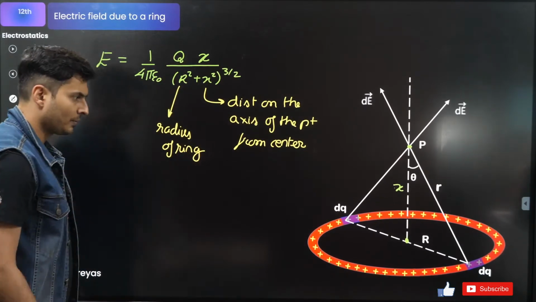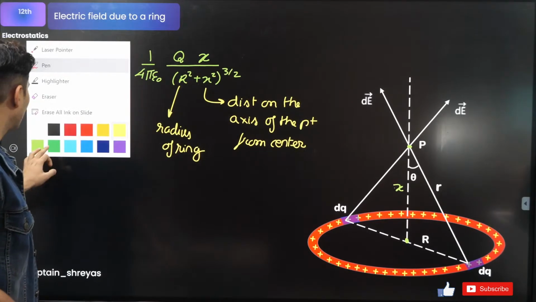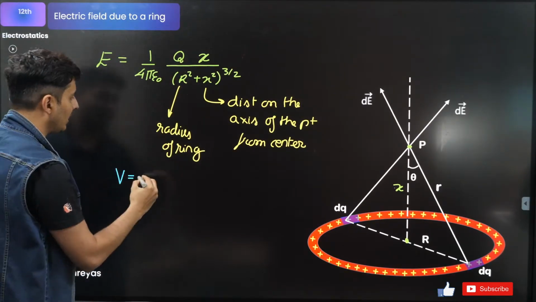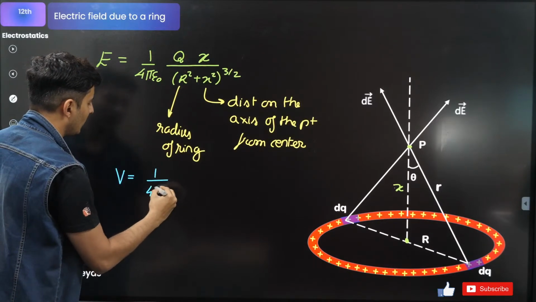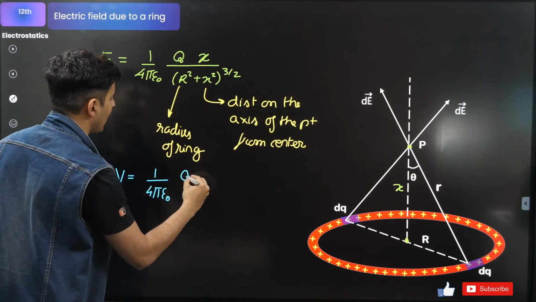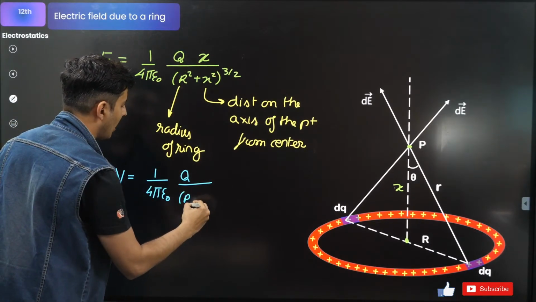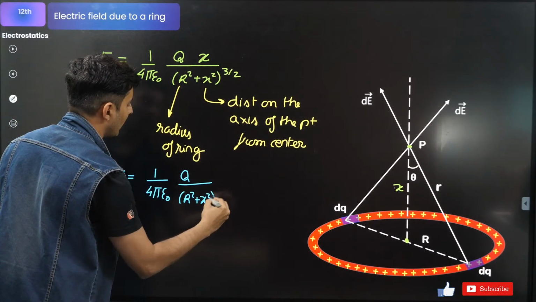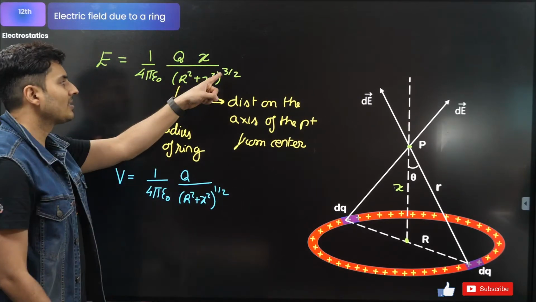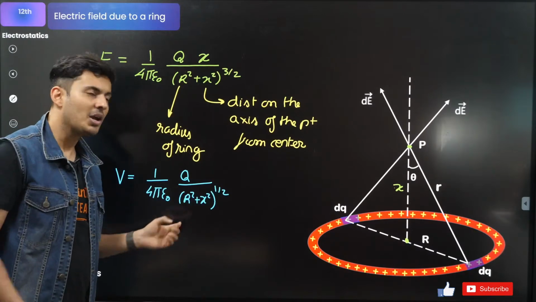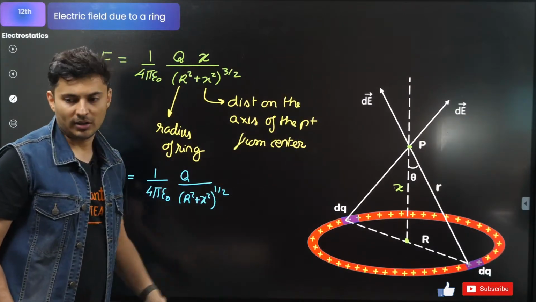Very, very crucial. Just like you have the field, you also need to remember the formula for potential, guys. It's very similar. The only change is that instead of X on the top, you do not get that X. Here you just have R square plus X square whole raised to half. This is 3 by 2, right? This will just become half. That's the only change in the formula for potential at a point on the axis of the ring.